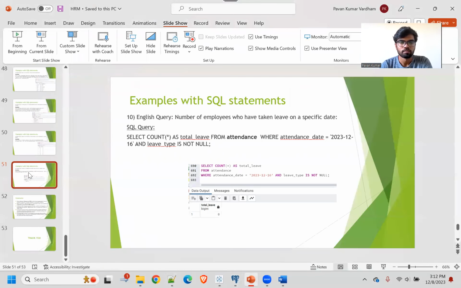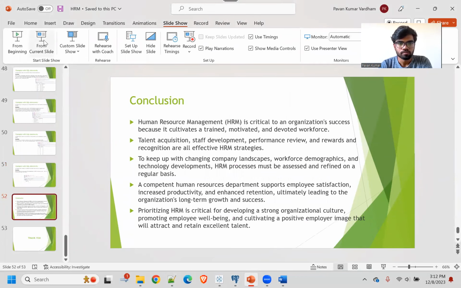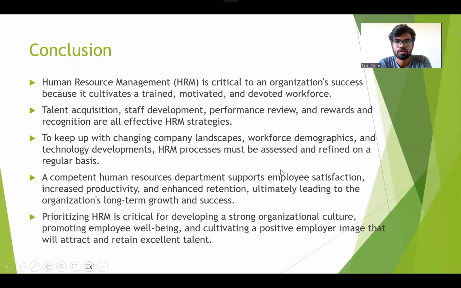So these were the examples. And coming to the conclusion, human resource management is critical to organizational success because it cultivates a trained, motivated, and devoted workforce. Talent acquisition, staff development, performance review, and rewards and recognition are all effective human resource management strategies. To keep up with changing company landscapes, workforce demographics, and technology development, HRM processes must be assessed and refined on a regular basis. A competent human resource department supports employee satisfaction, increased productivity, and enhanced retention, ultimately leading to the organization's long-term growth and success.